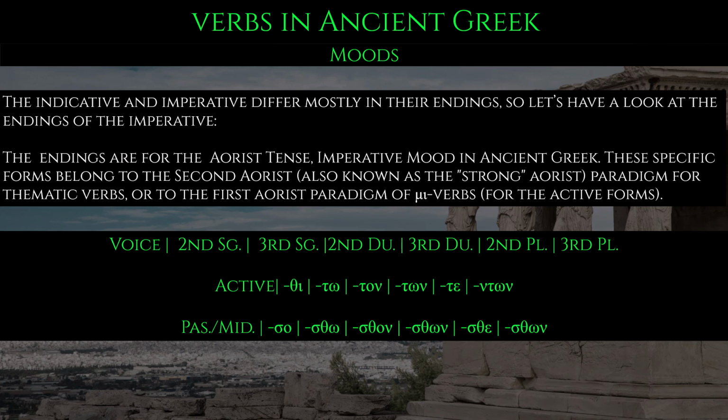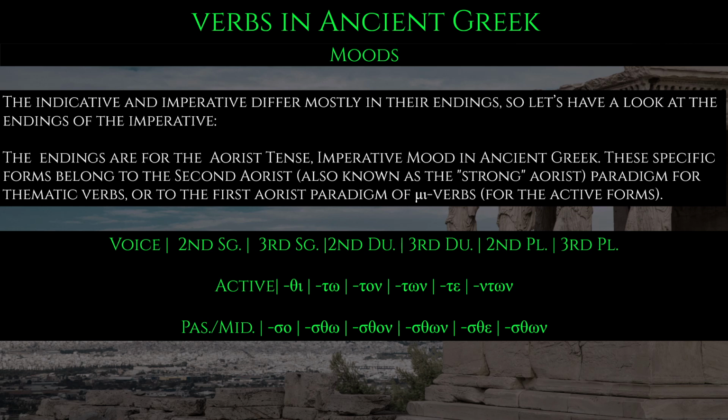Next, something about the moods. You see, the indicative and imperative differ mostly in their endings. So, let's have a look at the endings of the imperative. First, the active. We have the ending and to, then ton and ton, and lastly, te and nton. As for the passive, we have so, sto, then sthon and sthon, and lastly sthe and sthon.